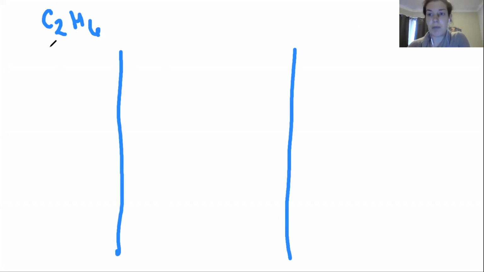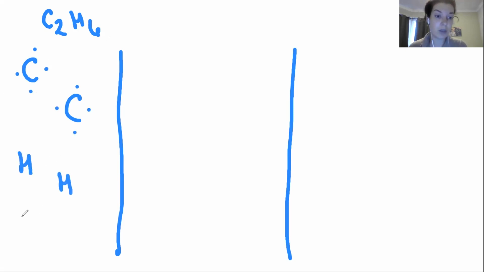So our first step when we're drawing these Lewis dot structures is always to draw the atoms individually. So let me start by drawing the 2 carbons, carbon 1, carbon 2. Each carbon has 4 valence electrons. So I'm going to use my periodic table to remind me that. Or at a certain point, you'll do this so much that you'll just remember that it's got 4 valence electrons. And then there are 6 hydrogens. 1, 2, 3, 4, 5, 6.